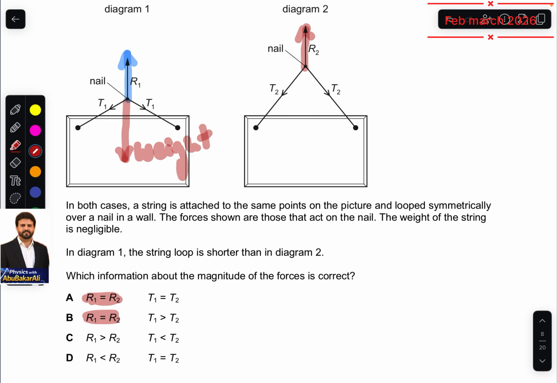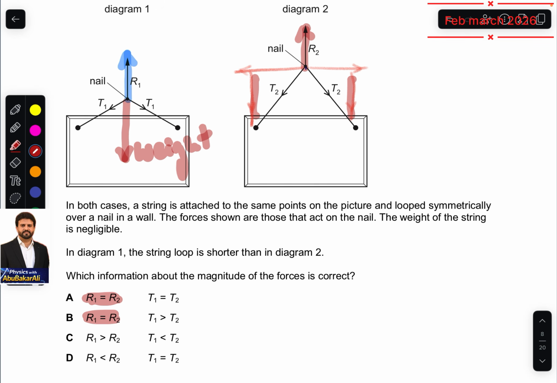Now let's look at T1 and T2, the tension in picture 1 and the tension in picture 2. If I solve this one here, let's suppose I discuss T2, you can do this with T1 as well. T2 has two components, one component is that way and one component is that way. And we know these two components, the vertical ones, should be equal to the weight.